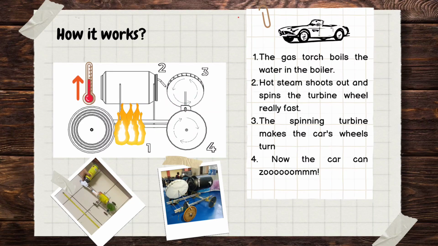Moving to my last part, I will explain how our steam engine works. As you can see, there are numbers that indicate the flow of the process. We will start with number 1. We use a gas torch to boil the water. A high pressure of steam is produced during the process. Then it shoots out and spins the turbine wheel really fast. The spinning turbine makes the car's wheels turn, and now the car can accelerate.